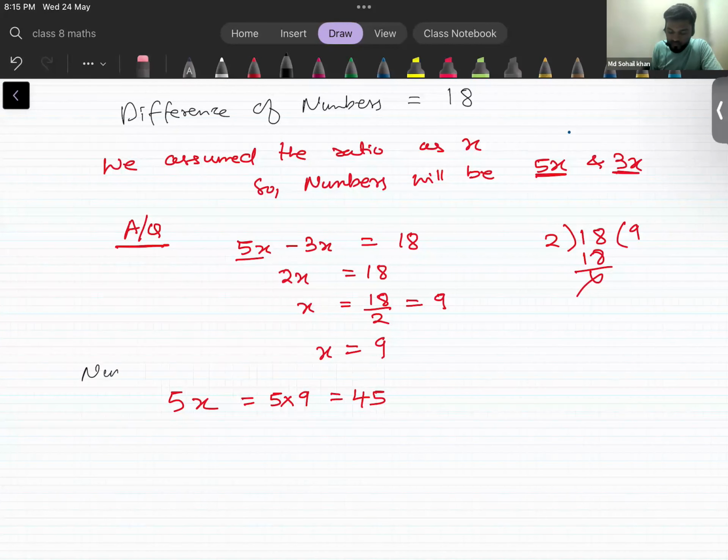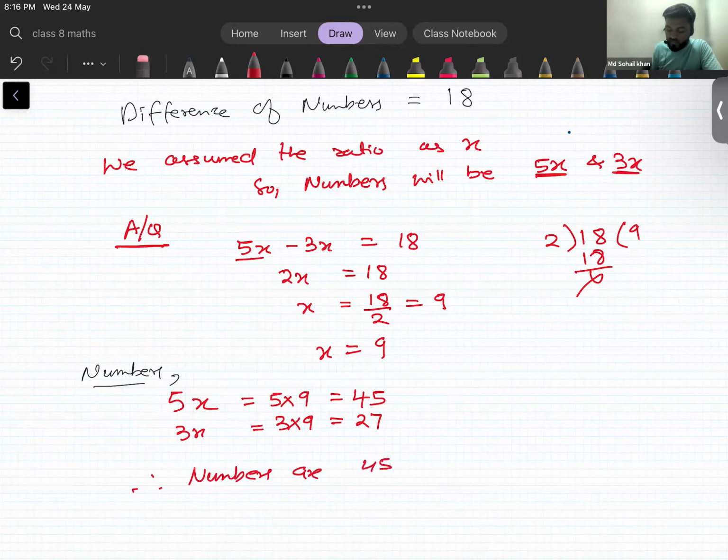We are calculating the numbers here. The next number was 3x. So you put the value of x here. That is 3 multiplied by 9. That gives you 27. So the numbers are 45 and 27.